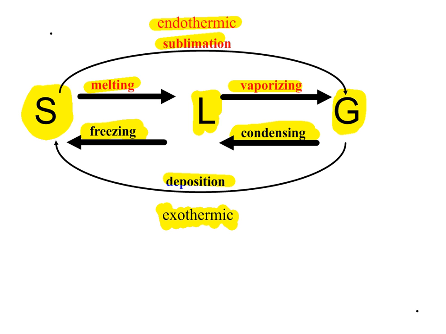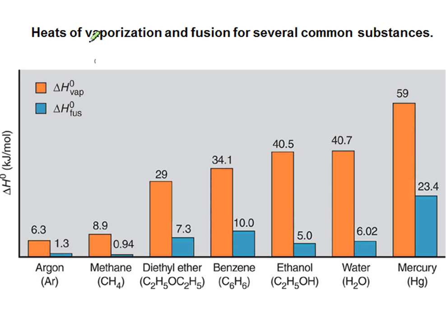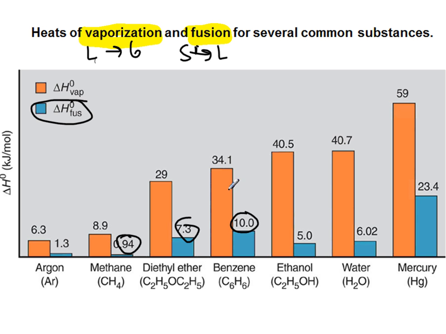That's the first thing. Now, heats of vaporization and fusion. Fusion is a fancy word in chemistry used for melting, and heat of vaporization is obviously going from a liquid to a gas. So when we talk about fusion, we're going from a solid to a liquid. Vaporization is a liquid to a gas. Now, the first thing that jumps out at you when you look at this graph is the heat of fusion is always lower than the heat of vaporization for any compound.